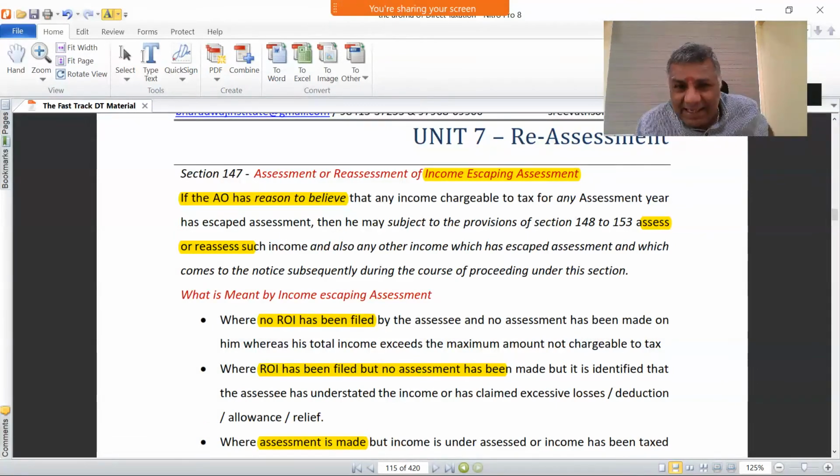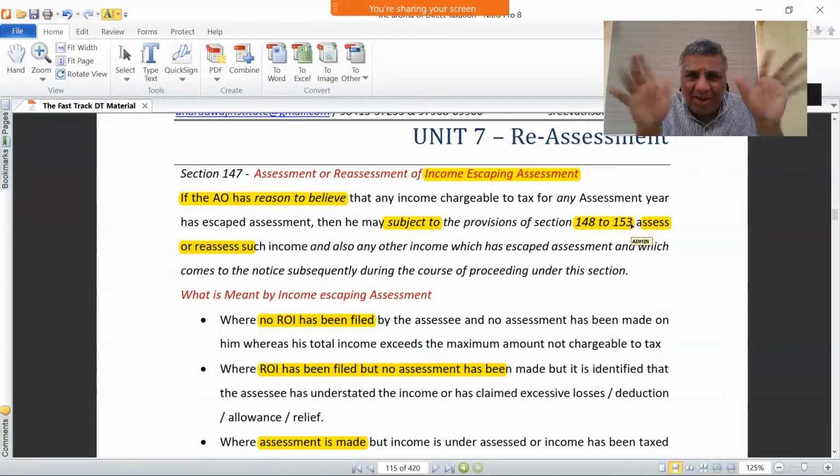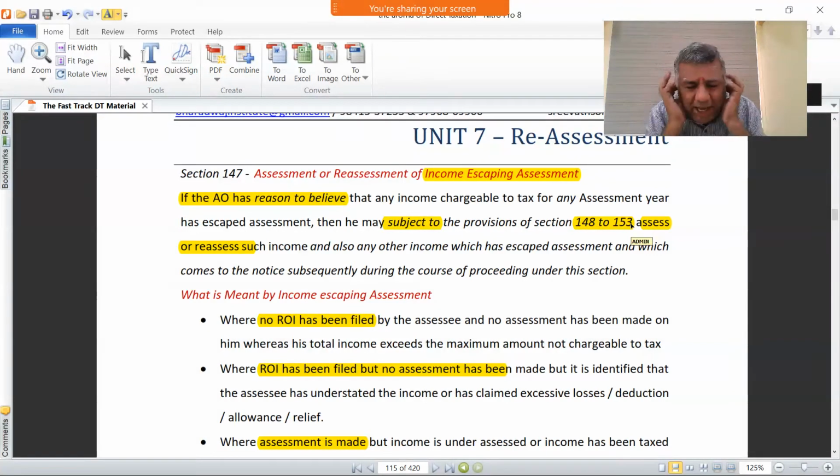That is why the section is a subordinate section, subject to sections 148 to 152. In section 149, they say what the limitation period is. Maximum 6 years. Beyond that, they cannot go, except for foreign assets alone, where they can go up to 16 years. Rare. Maximum 6 years. So don't worry.